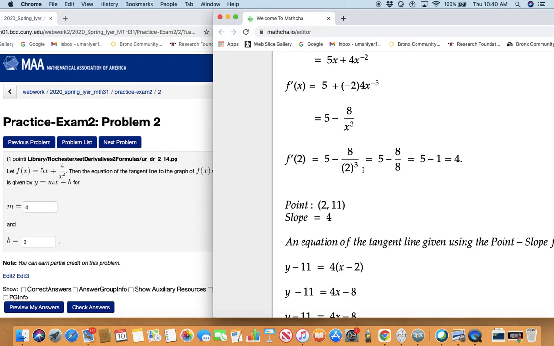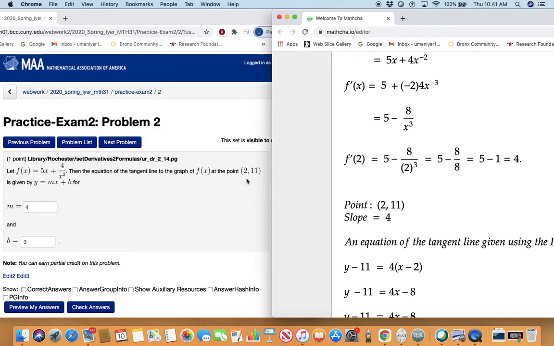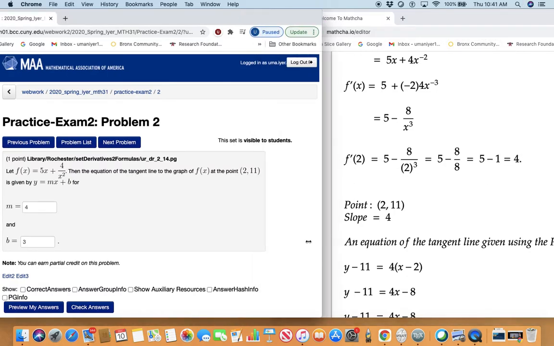Substituting 2. Why did I substitute 2? Because that's the point given to us. The point is (2, 11), so 2 is the x coordinate. Okay, 8 by 8 is 1, so the answer is 4. So that was just the slope, mind you.